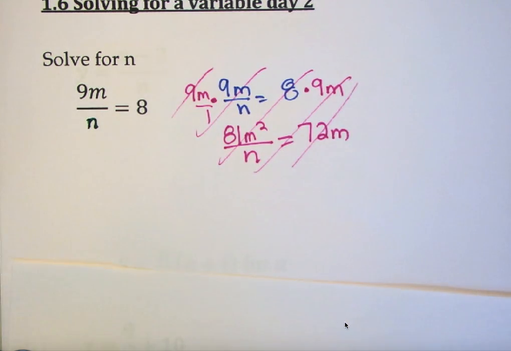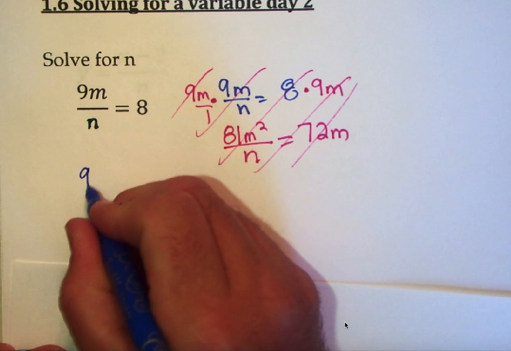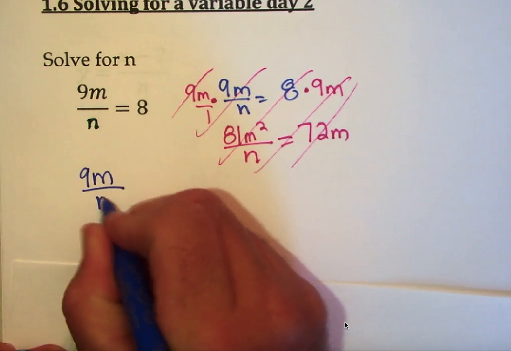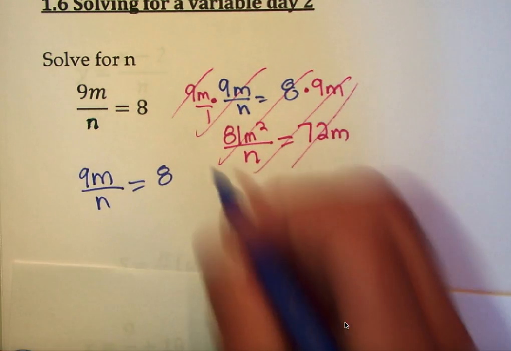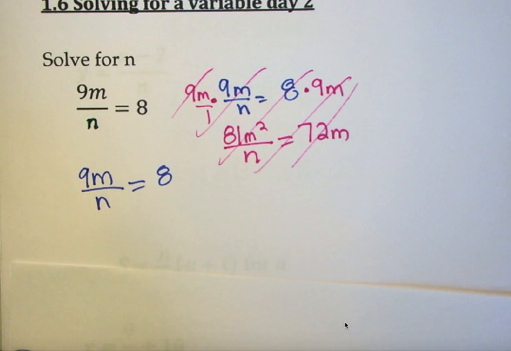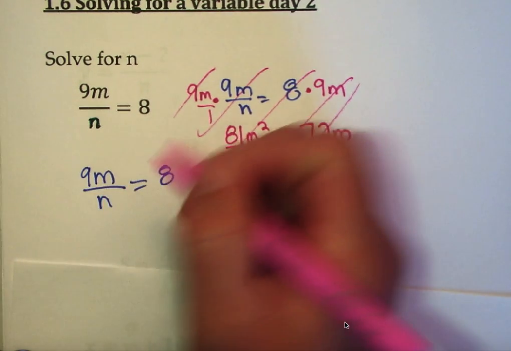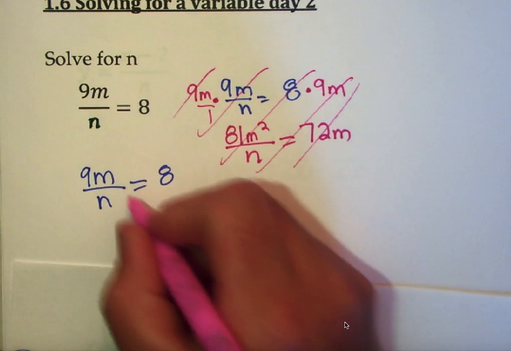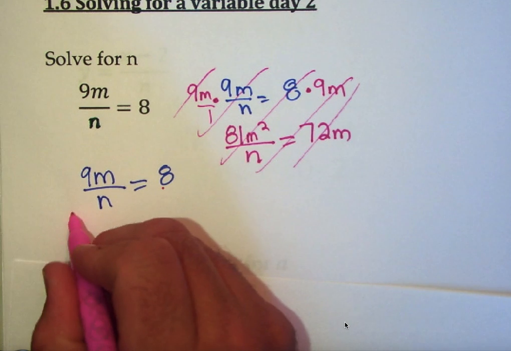Okay, then we say, all right, let's redo that. And I say, what else could we do to both sides to get n by itself? And someone said, oh, no, divide both sides by 9m, which is fine. We can divide both sides by 9m.